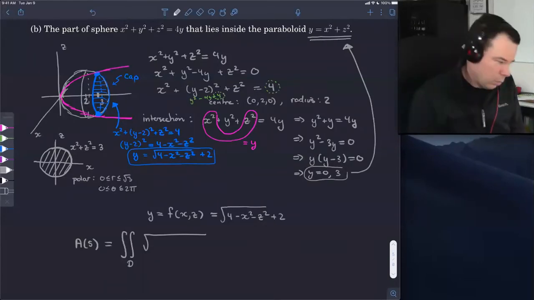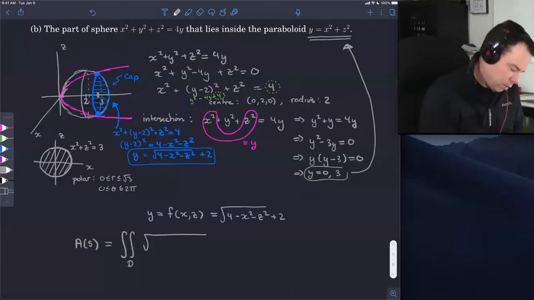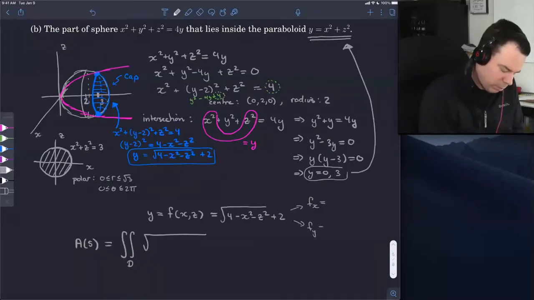All right, so what we need now is our x and y partials. So maybe I'll just jot these down. We've got our x partial, and we're going to have to get our y partial as well. And so our x partial is going to be taking the derivative of this.